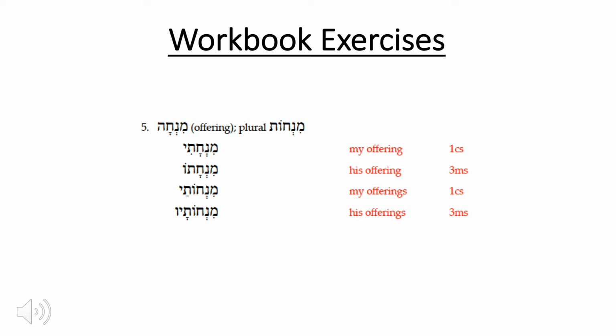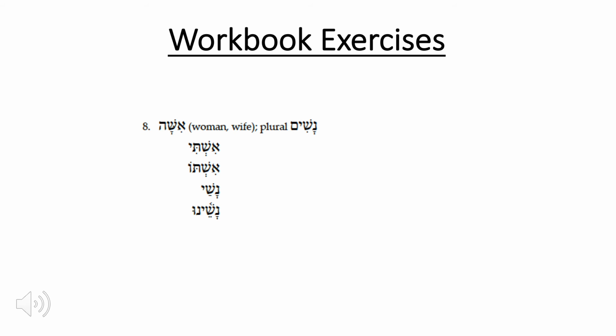If you see yod, if it's at the end, look for the vowel. If it's something other than a hiric, it is going to be a plural noun. Yod by itself is 1cs. Yod affixed to something else is simply just the connector to whatever that suffix is, in this case the vav, which is 3ms.